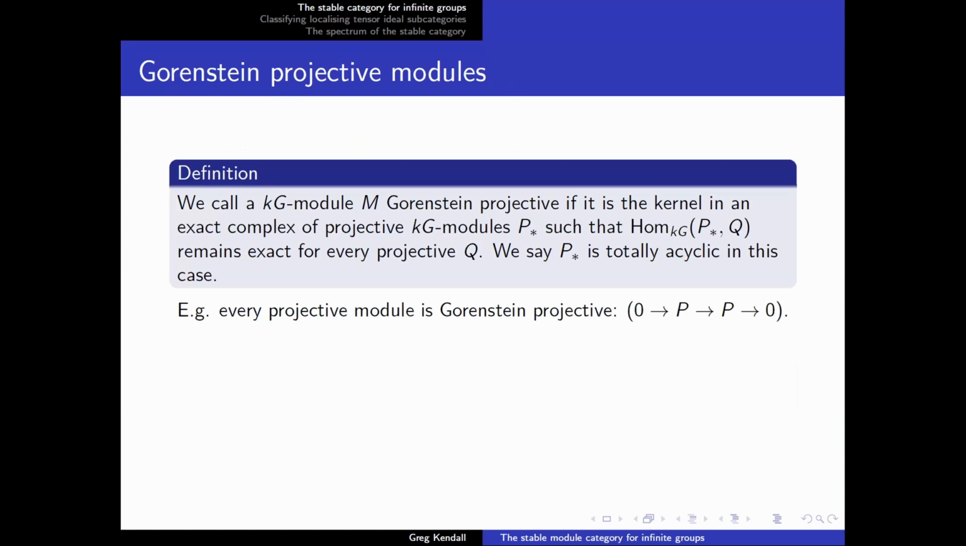So to define the stable category, we're going to restrict ourselves to these special modules called Gorenstein projectives, which have nice cohomological properties. A module is Gorenstein projective if it's the kernel in an exact complex of projectives, and we need this complex to remain exact when we tensor it with any projective Q. This extra condition is called total acyclicity, and it ensures that these resolutions will be unique up to homotopy.